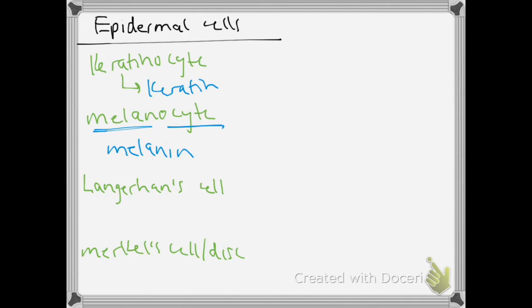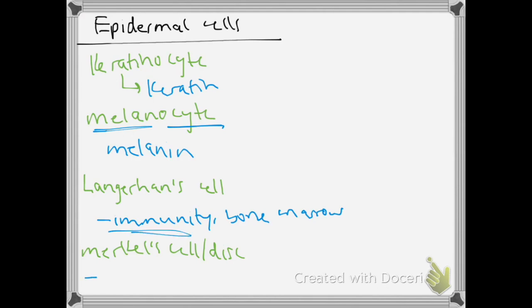Next we have Langerhans cells. So these are going to function in immunity. They started out in our bone marrow, but then they migrated to the epidermis. And so whenever you have a pathogen, some sort of virus or bacteria that lands on your skin, we have this immune cell to attack it.